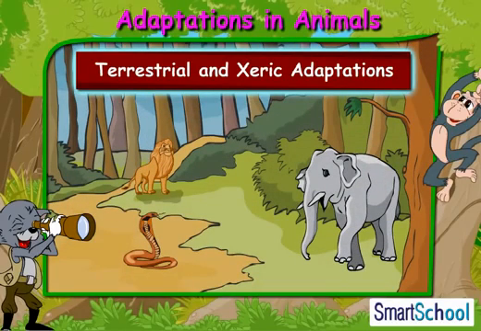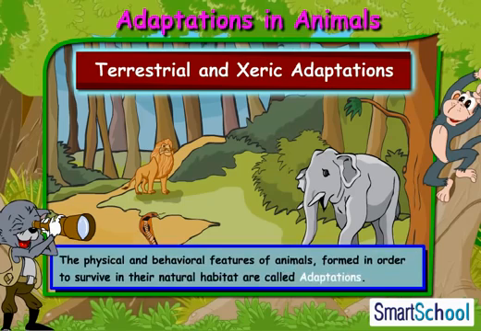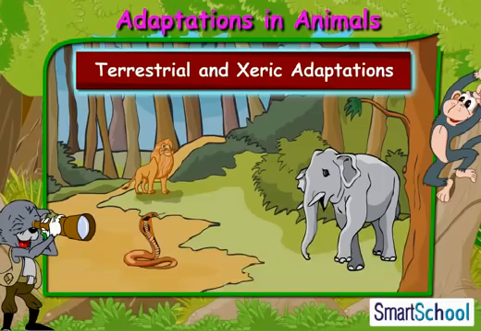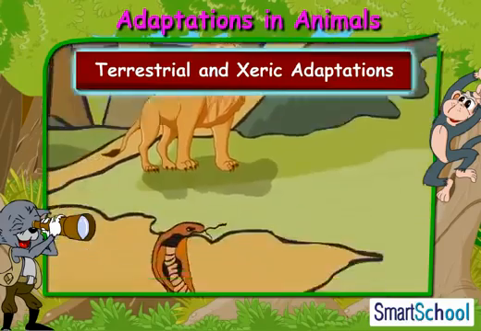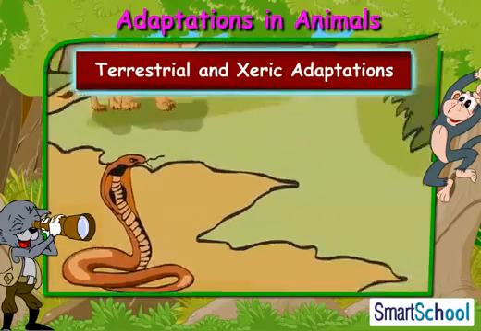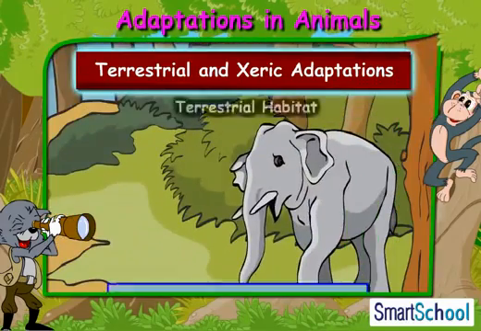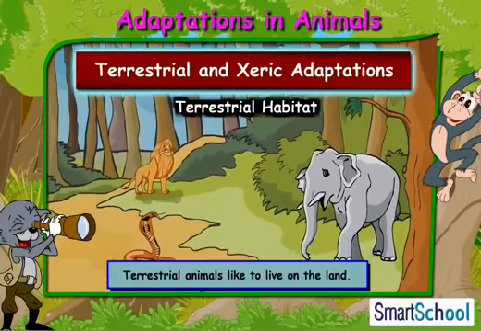Before going any further, let us learn adaptations of animals in context of their habitat. The physical and behavioral features of animals developed in order to survive in their natural habitat are called adaptations. Animals like lion, snake, and elephant are terrestrial animals because they live on land.